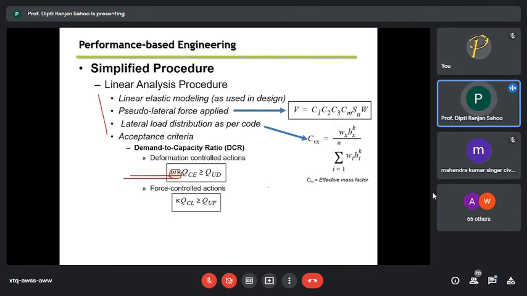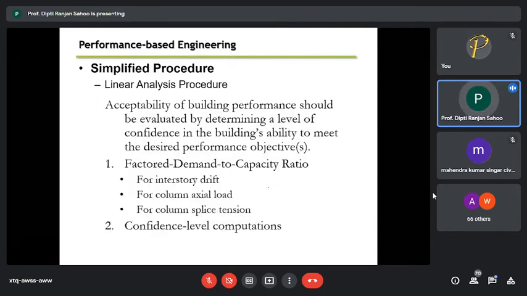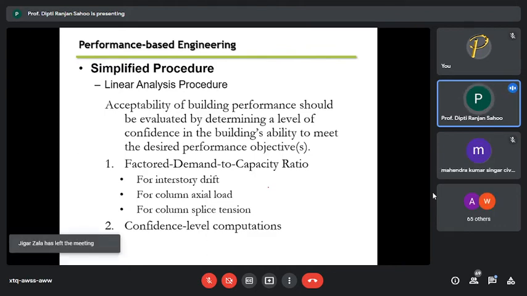So it's not that performance based design can't be done with linear analysis, but it is very approximate. That's why in performance based design, the non-linear analysis is the one which gives you a more reliable and robust result. So in linear analysis, you just check the amplified demand versus the capacity of the structure. But one can also do it for anything like the interstory drift or axial load or any parameters.